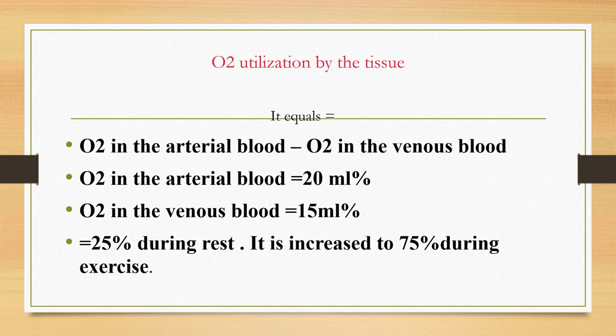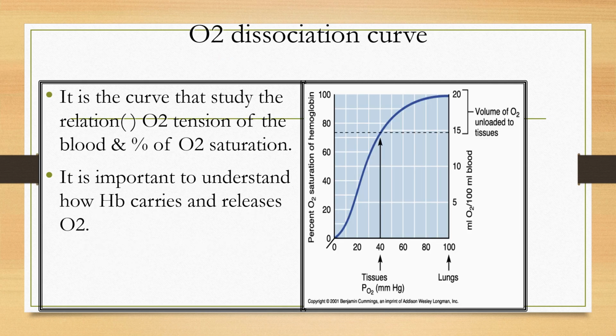And this amount could be increased up to 75% during exercise or hypoxia, when the oxygen tension at tissues becomes less than 40. When the tension is less than 40, as during exercise, there will be rapid unloading of oxygen, or rapid release of oxygen at the tissue from the blood, so saturation will decrease rapidly in a vertical step manner.